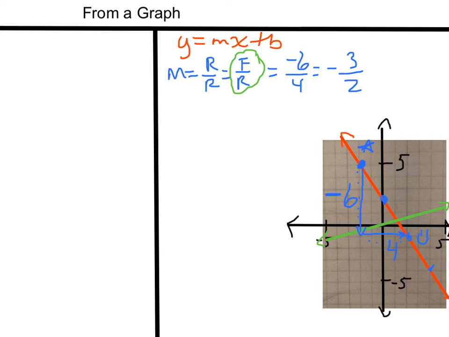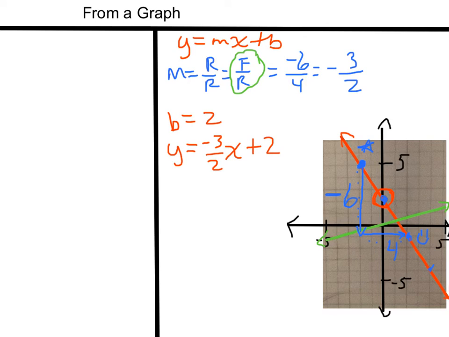The next thing I have to find is my y-intercept. So to find my y-intercept, I'm looking where the line crosses my y-axis. And the point where it crosses my y-axis is right there. That point is 1, 2. So my b is equal to 2. Therefore, the equation of the red line is y equals negative 3/2 x plus 2.